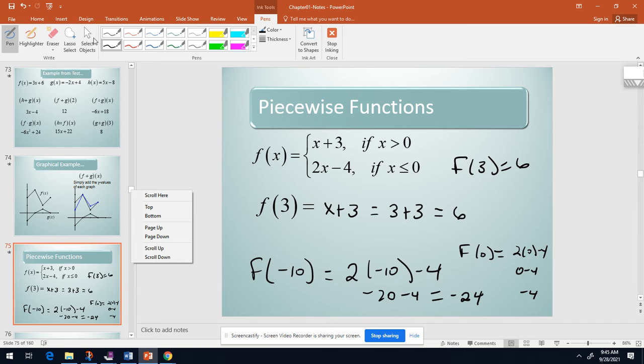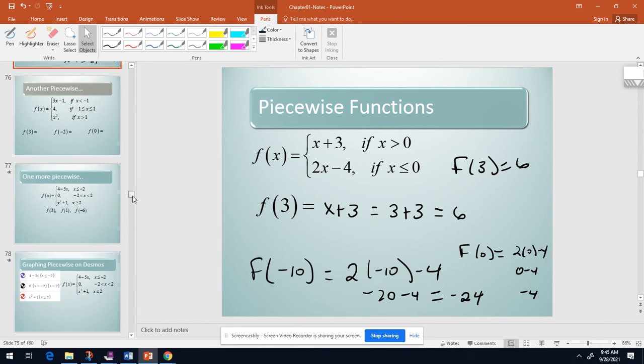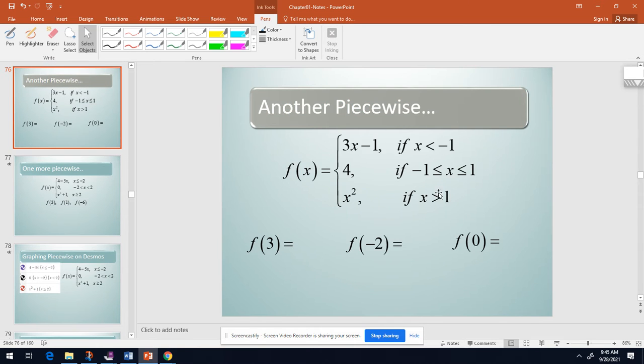So let's take a look at the next slide, which was right here. Okay, so taking a look at this piecewise function, I want you to plug in 3. Is 3 less than -1? No, then I completely ignore the top equation. Is 3 between -1 and 1? No. Is 3 greater than 1? Yes. So I'm looking at this function right here. I'm going to plug in 3 squared and I get 9. So f of 3 is equal to 9.